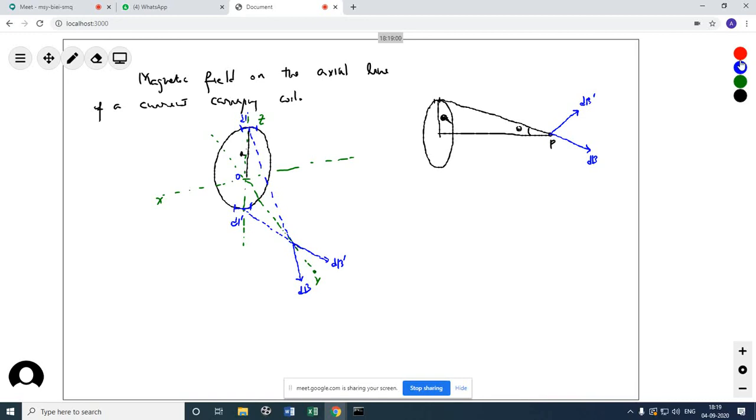So this is our point P, this is dL. From here we see this is our observation point coming here. This is the magnetic field dB, and due to this one there is another one on this side. This is dB dash. Pay attention, this is dB dash, this is dB. That means this is dL dash and this is dL. This is our origin.